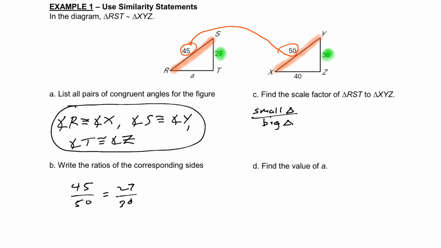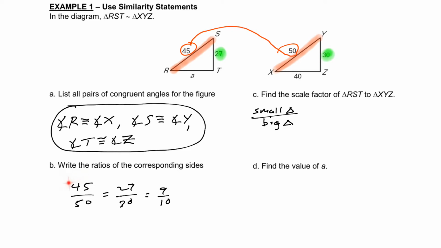Well, if you reduce both of these fractions, you could divide the first fraction's numerator and denominator both by 5, and you would get 9/10. And then you could do the same thing with the second fraction. You could divide the numerator and denominator by 3, and you would still get 9/10. So what that 9/10 is, that is our scale factor.